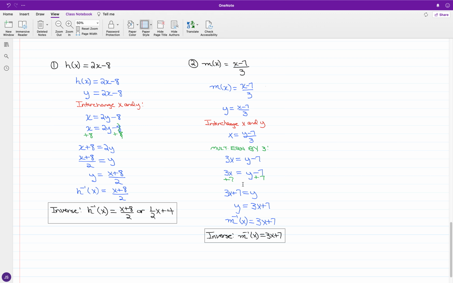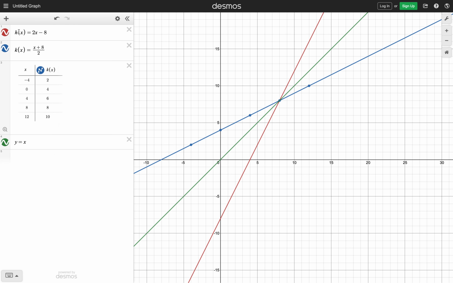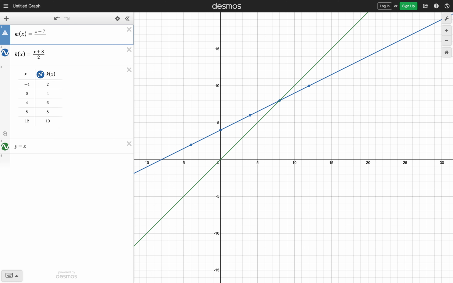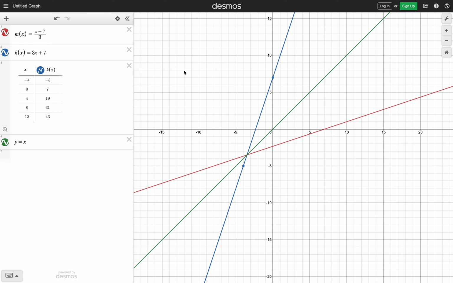Okay. And so this is how all of this is going to end up playing out. And now, for what we have in the case of this function, again, the graphs will have symmetry with respect to the line y is equal to x.